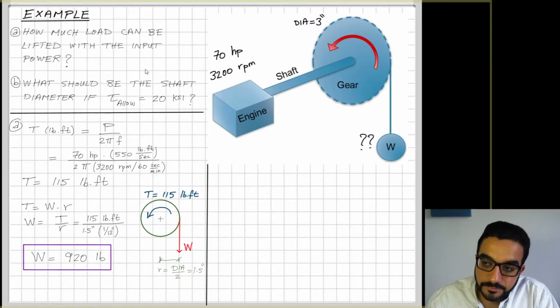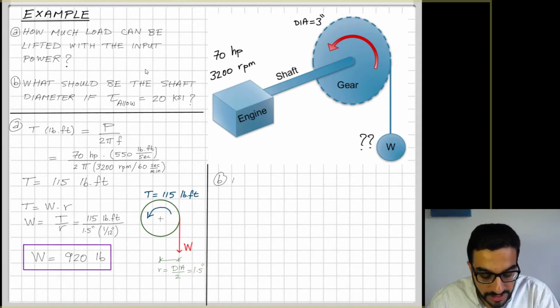rounds per minute. Now if I'm not happy with this weight, and I want to use the power to lift a higher weight, what would you do? You would lower the frequency. Instead of 3200 rounds per minute, you would probably go to 2000 rounds per minute. That will give you higher torque, and this higher torque will allow you to lift a bigger load.